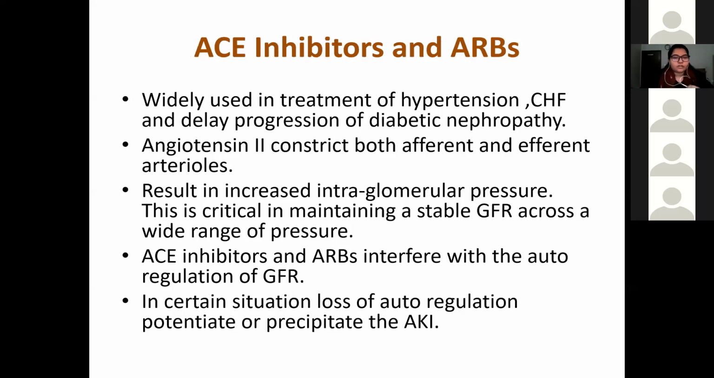Then ACE inhibitors and ARBs. These are widely used in treatment of hypertension, chronic heart failure, and to delay progression of diabetic nephropathy. In this, angiotensin 2 constricts both afferent and efferent arterioles. The resultant intraglomerular pressure is critical for stabilizing the GFR. So what ACE inhibitors and ARBs do is they interfere with this autoregulation of the GFR. In certain situations, loss of autoregulation potentiates and precipitates acute kidney injury.